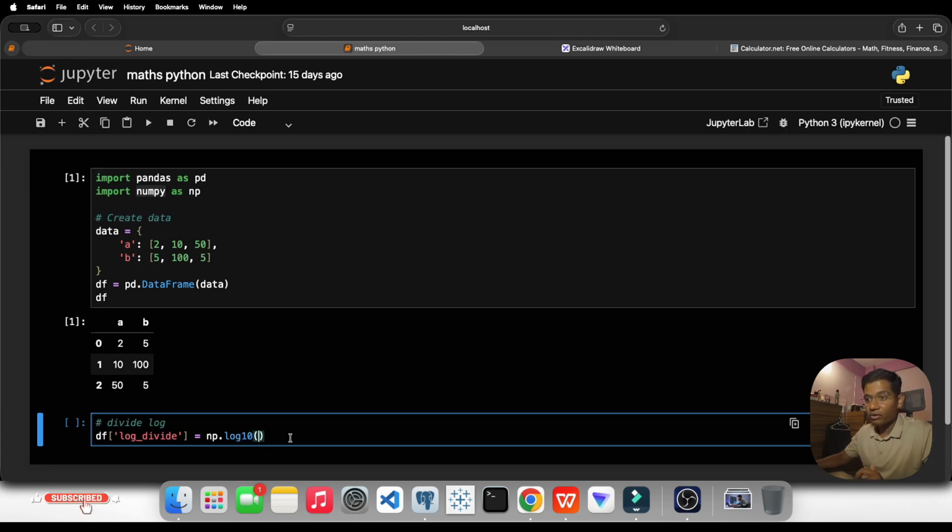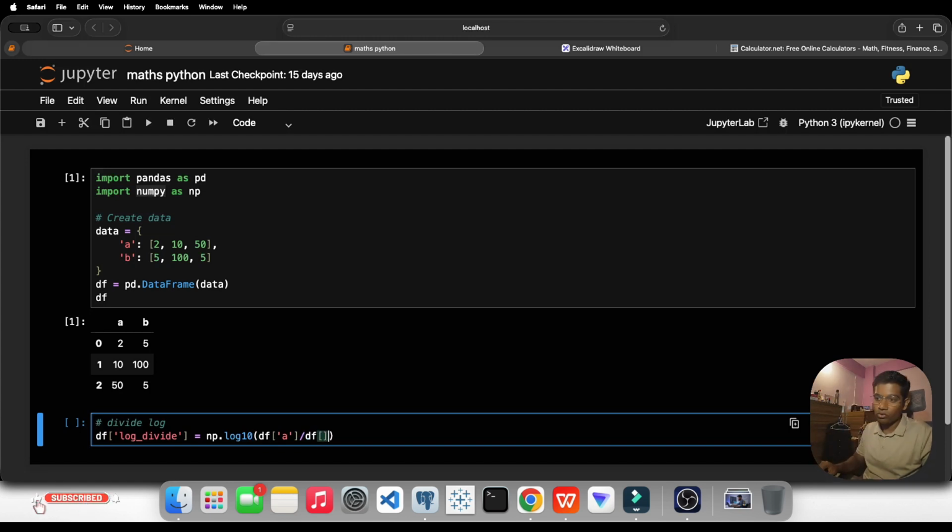Okay, what we will do, we are just dividing two data from the columns. Where is the data present? In column A and column B. How do we write column A and column B in Python? You have to give the data frame name, like df, the data frame name, and the column name as well.